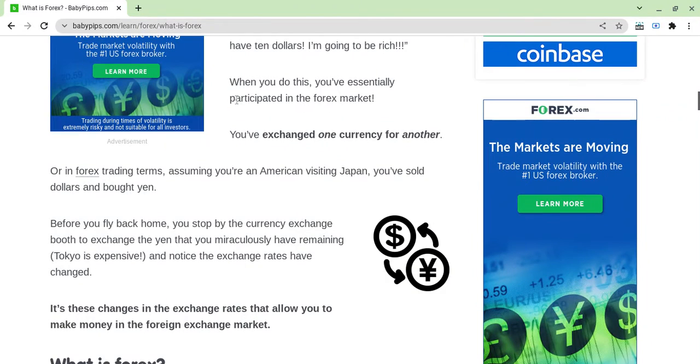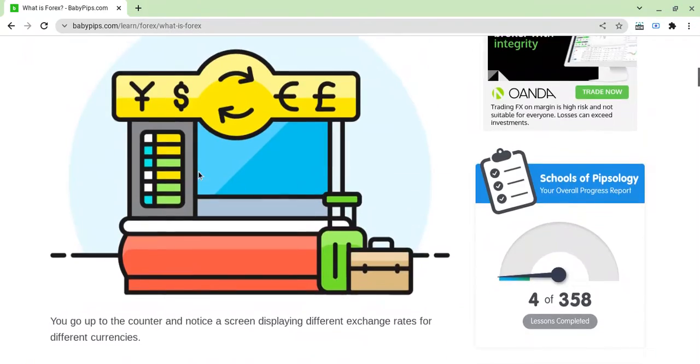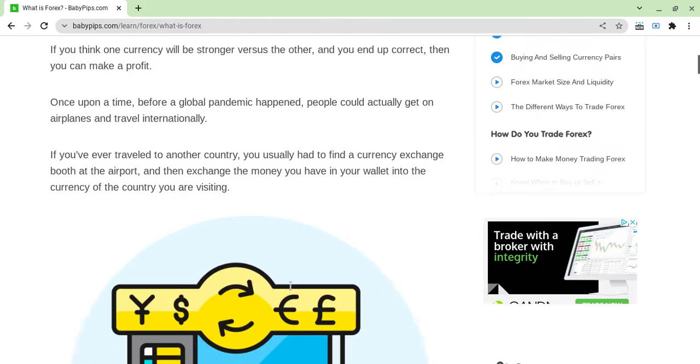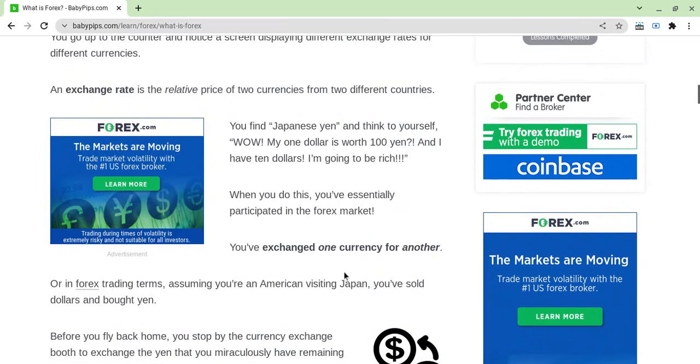So that's basically how you have participated in the exchange market. I used to tell people all the time, you are participating in the foreign exchange market without even realizing it, because your banks are out there in that global financial marketplace as well. The big institutions are making exchanges all the time with your money.